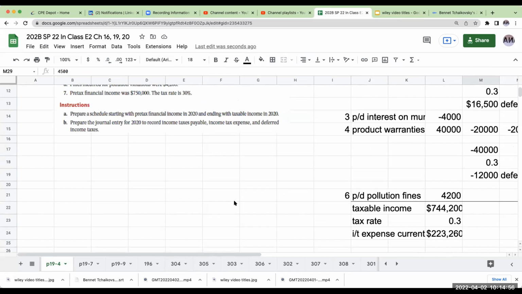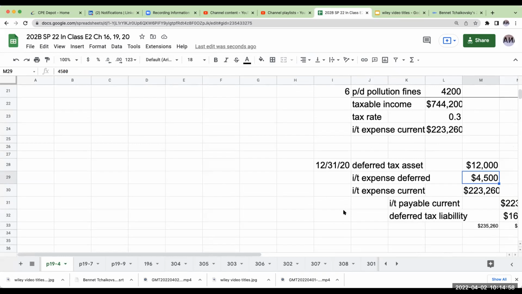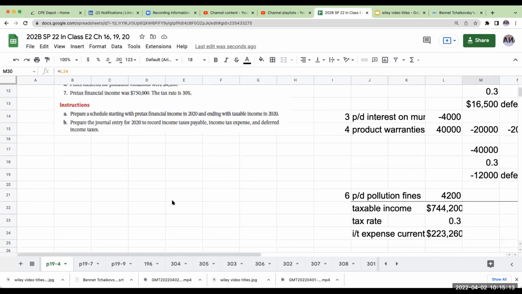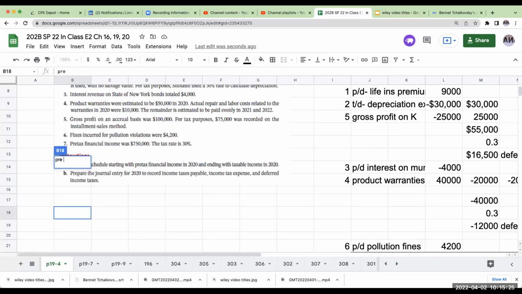Now, if you're looking at the book solutions, what the book solutions will more than likely show is basically $227,760. And that is correct. That's the total amount of the income tax expense. However, for our purposes, I'm breaking this out intentionally because if we were to go through and show a schedule, what's our taxable income? Our pre-tax financial income is $750,000.